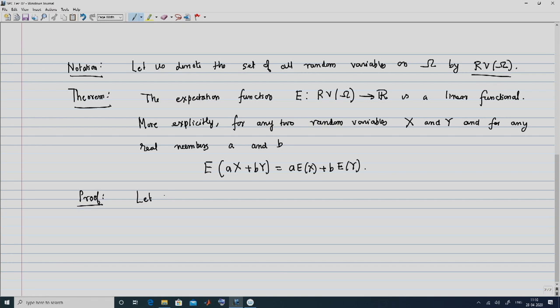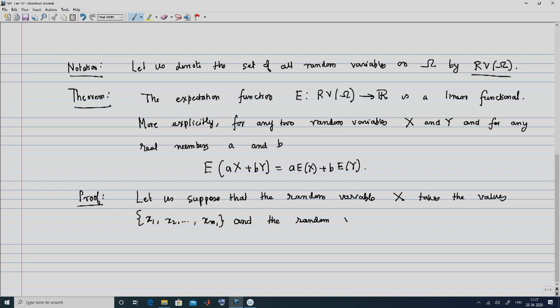Accordingly, we have to start off with the random variable X and the values it takes. So let us suppose that the random variable X takes the values, say x1, x2, all the way to x_m1, and the random variable Y, similarly, takes the values, say y1, y2, all the way to y_m2.